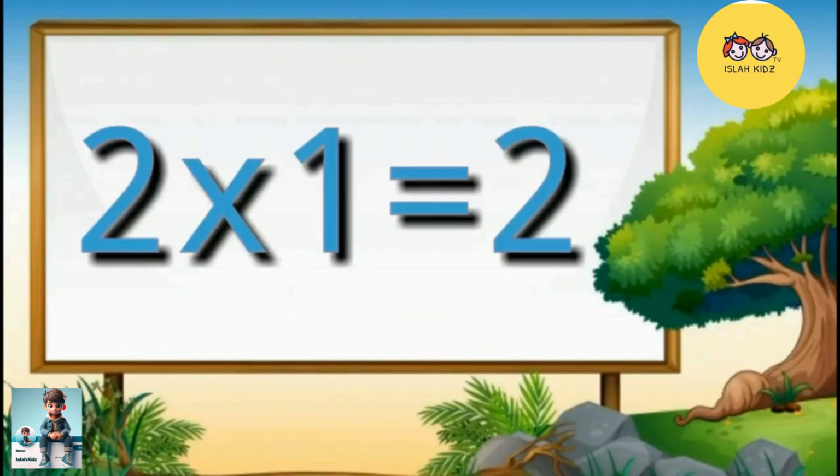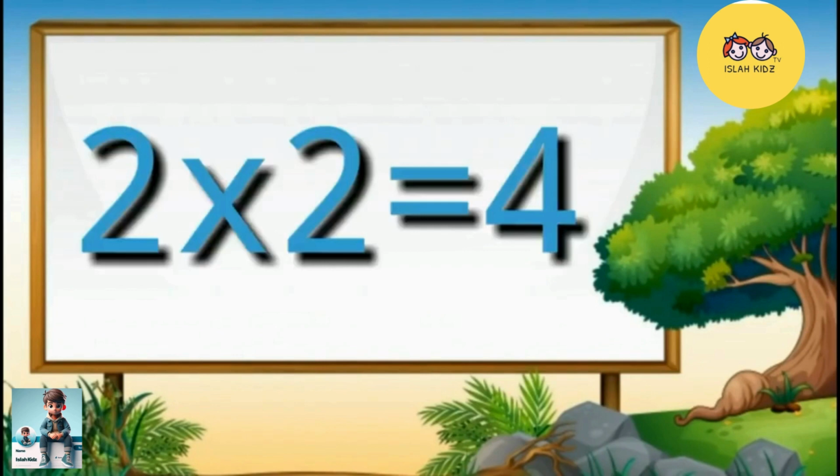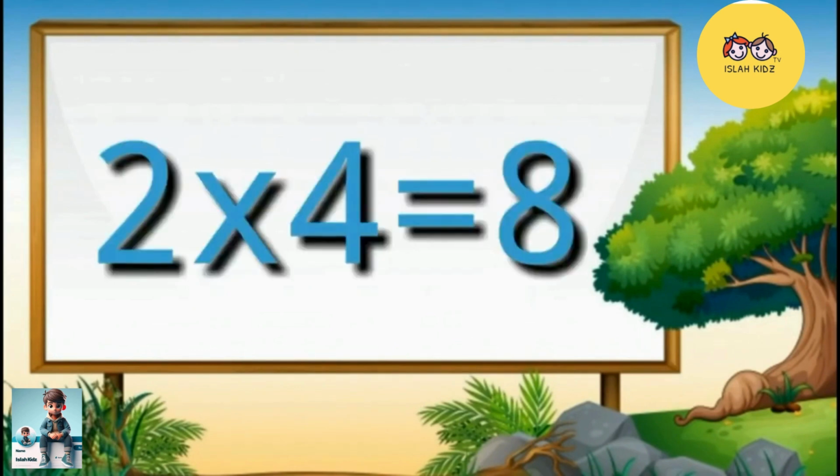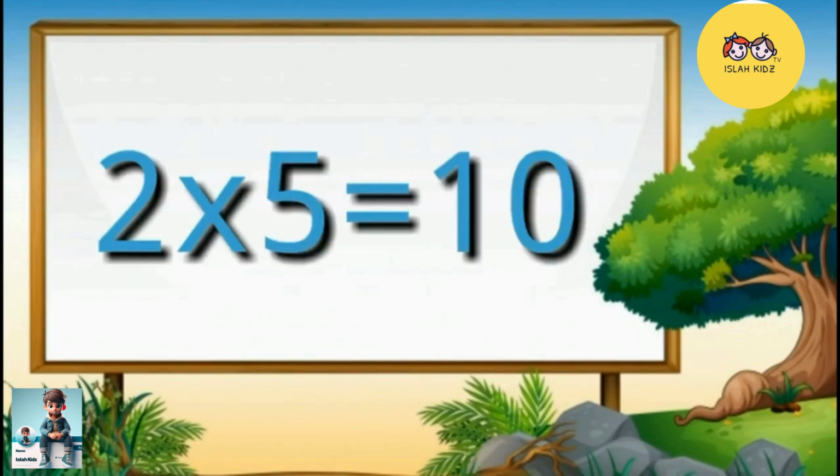Two ones are two. Two twos are four. Two threes are six. Two fours are eight. Two fives are 10.